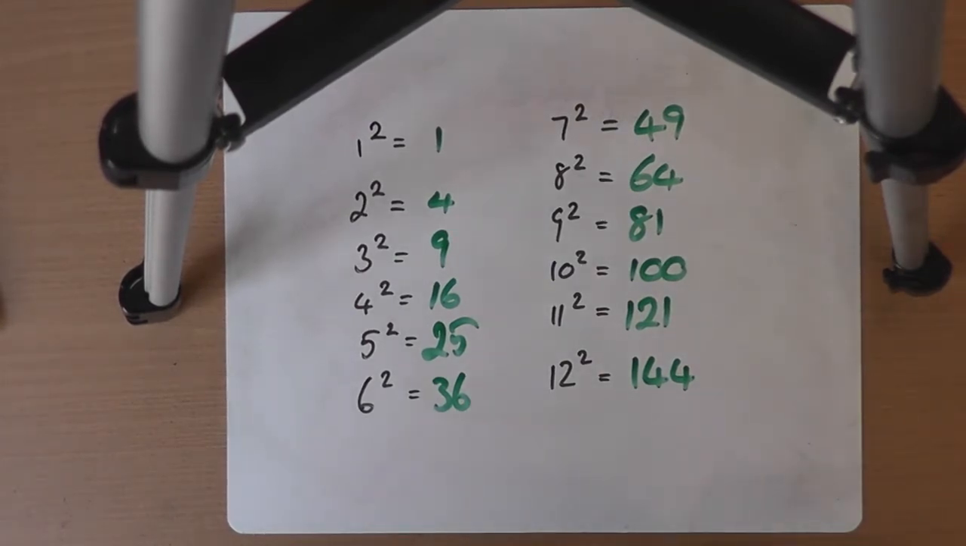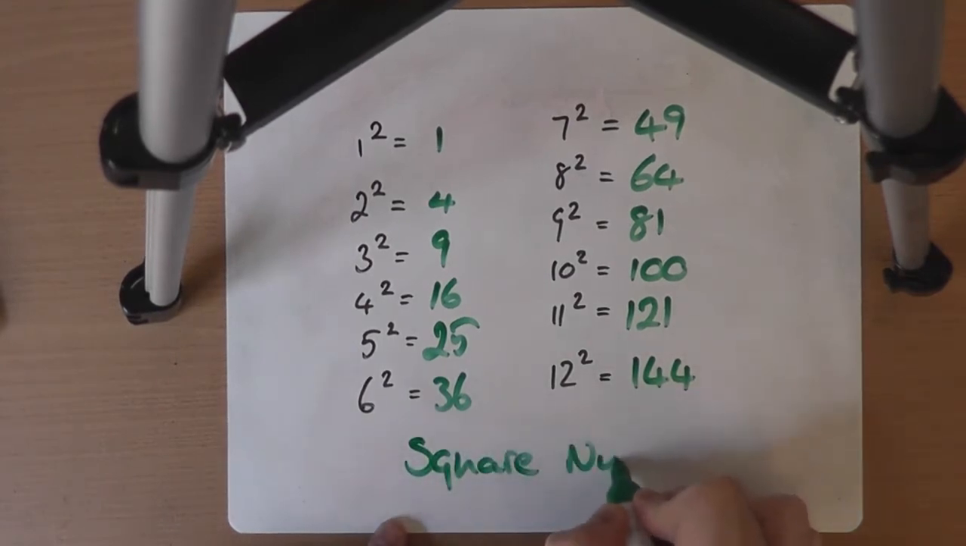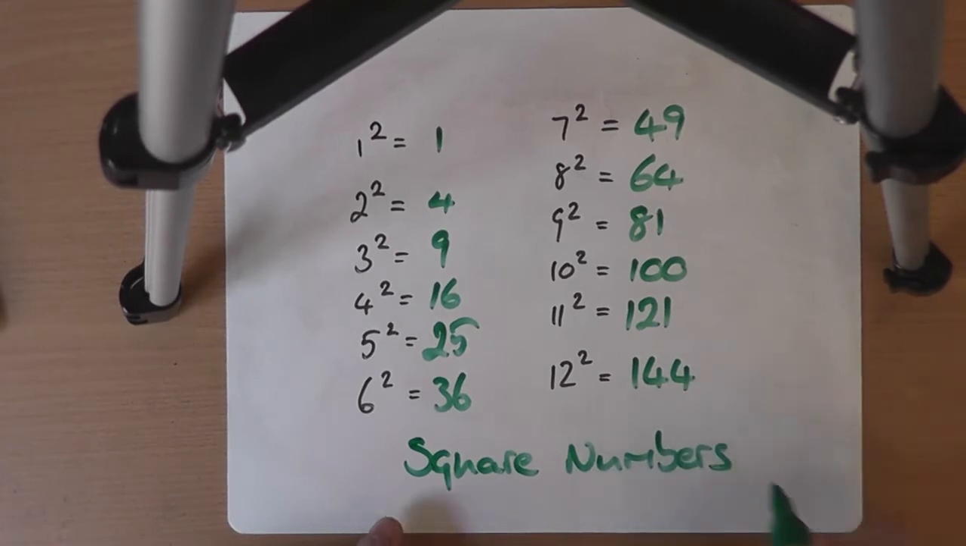These numbers in green, the result of taking the counting numbers and squaring them, these numbers in green are known as the square numbers. Because they are the numbers that we get when we square the counting numbers. So 13 squared, 13 times 13 is 169. 169 is also a square number. So the square numbers 1, 4, 9, 16, 25, 36, and so on. The results of squaring the whole numbers, the counting numbers.